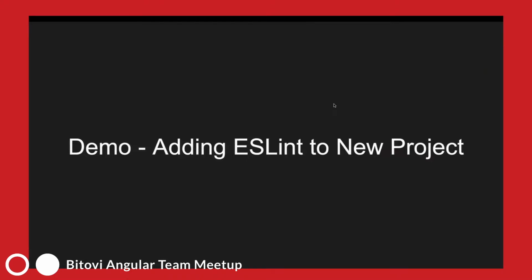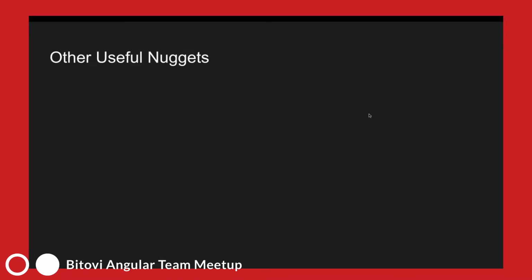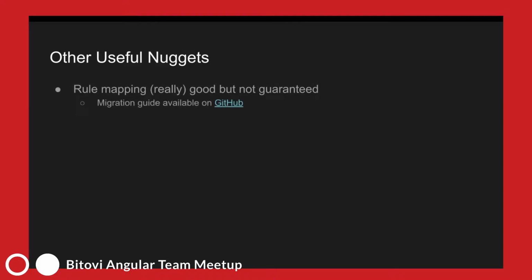Adding ESLint to a new project, we share that to you guys as well. Some other useful nuggets to keep in mind if you'd like to continue exploring this topic. The rule mapping is really, really good, but it's not guaranteed. The Angular ESLint team does maintain a comprehensive list of rule mappings and the things that they do and do not support on GitHub.